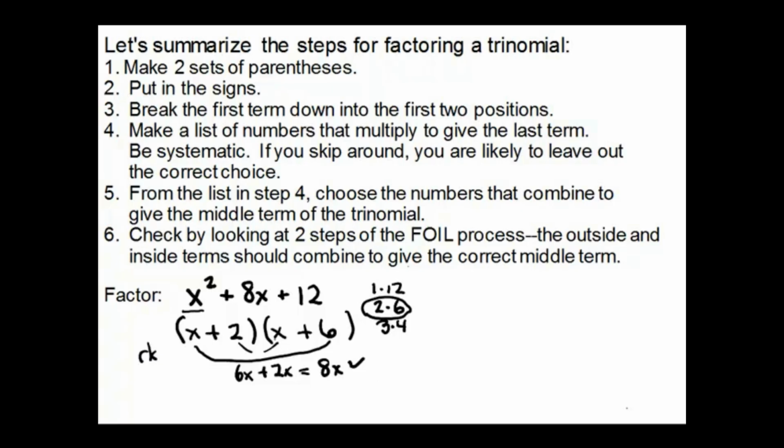Notice if you switch the parentheses and you have the x plus 6 first and then the x plus 2, you're going to get the same. You're going to get 2x plus 6x equals 8x. This is because of the associative property of multiplication. So you always can switch the entire set of parentheses and get the same answer.